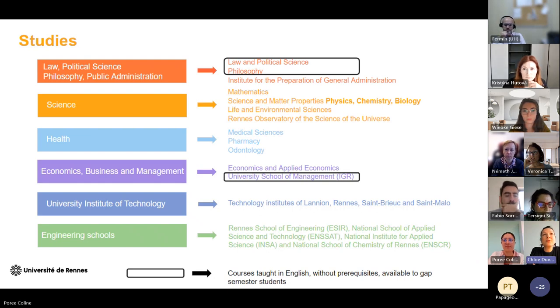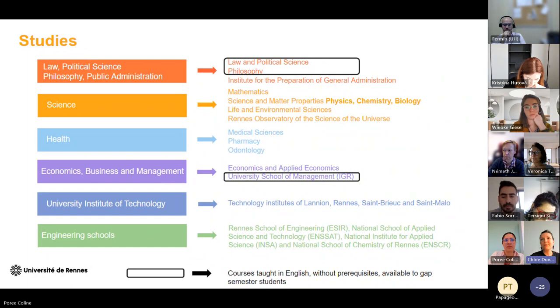So these are the different fields of study that we offer at the University of Rennes. We highlighted in black squares here the courses that are available in English at bachelor level. As you can see, we don't have so many, because programs taught in English in Rennes are mainly at master's level. So for bachelor level courses without prerequisites, we recommend students to select courses at the School of Management. There is a wide range of really interesting courses there. And there are also a few courses at the Faculty of Law and Political Science and Philosophy as well.